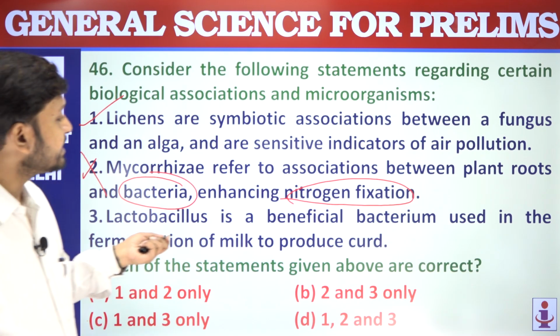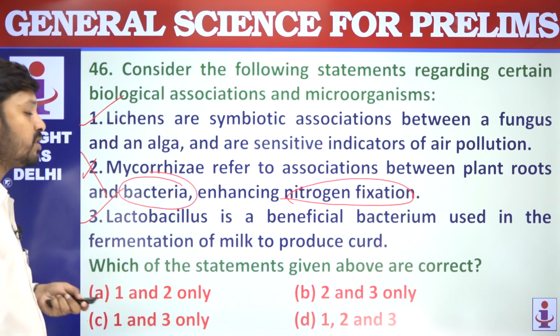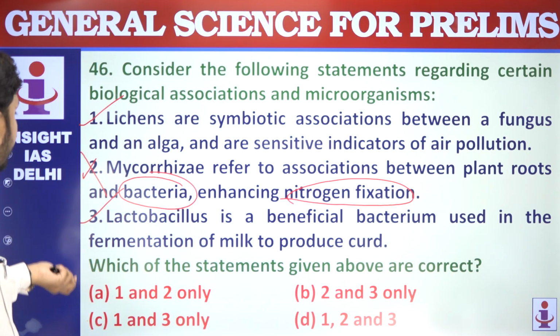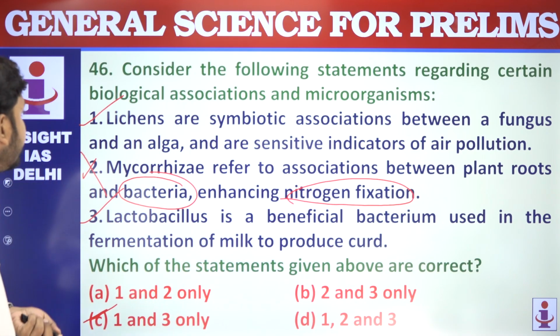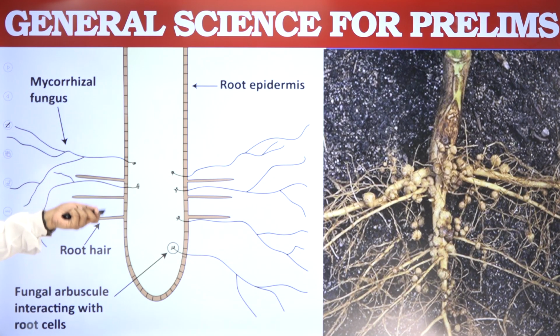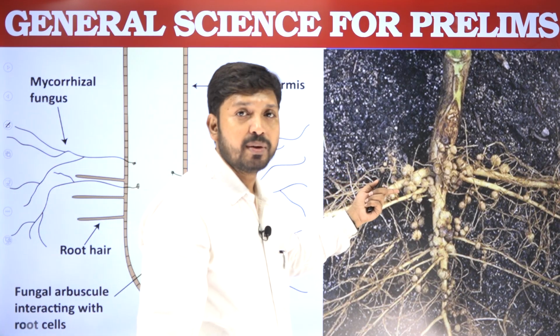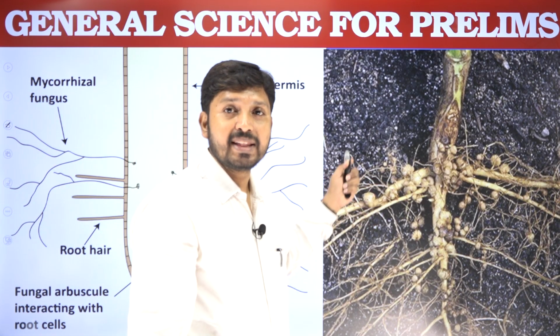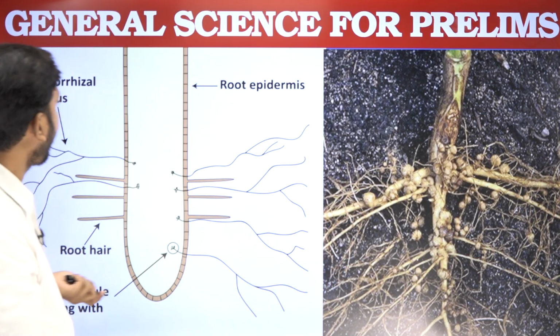And Lactobacillus is a beneficial bacterium used in fermentation of milk to produce curd. This is also a household thing, very common. So 1 and 3 are correct in our case, and they are asking for the correct statements. So 1 and 3 are correct. If you see this one, this is the mycorrhiza, which will absorb nutrients and water, and this one is rhizobium. Root nodules will be there, and this will be helpful for nitrogen fixation.